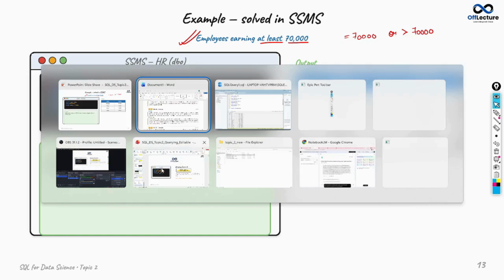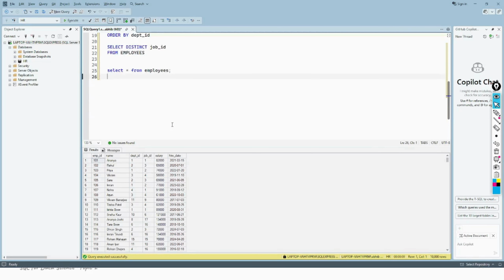Let's explore how we will get this result in SQL query. What we will do is we will write select star from employees. Employees is the main table, so we will use the employees table, and then we will write the where condition, that is where salary is greater than equals to 70,000, and put a semicolon in the end. Okay, and if we execute this query, you will see all the rows that you see here have salaries greater than 70,000.